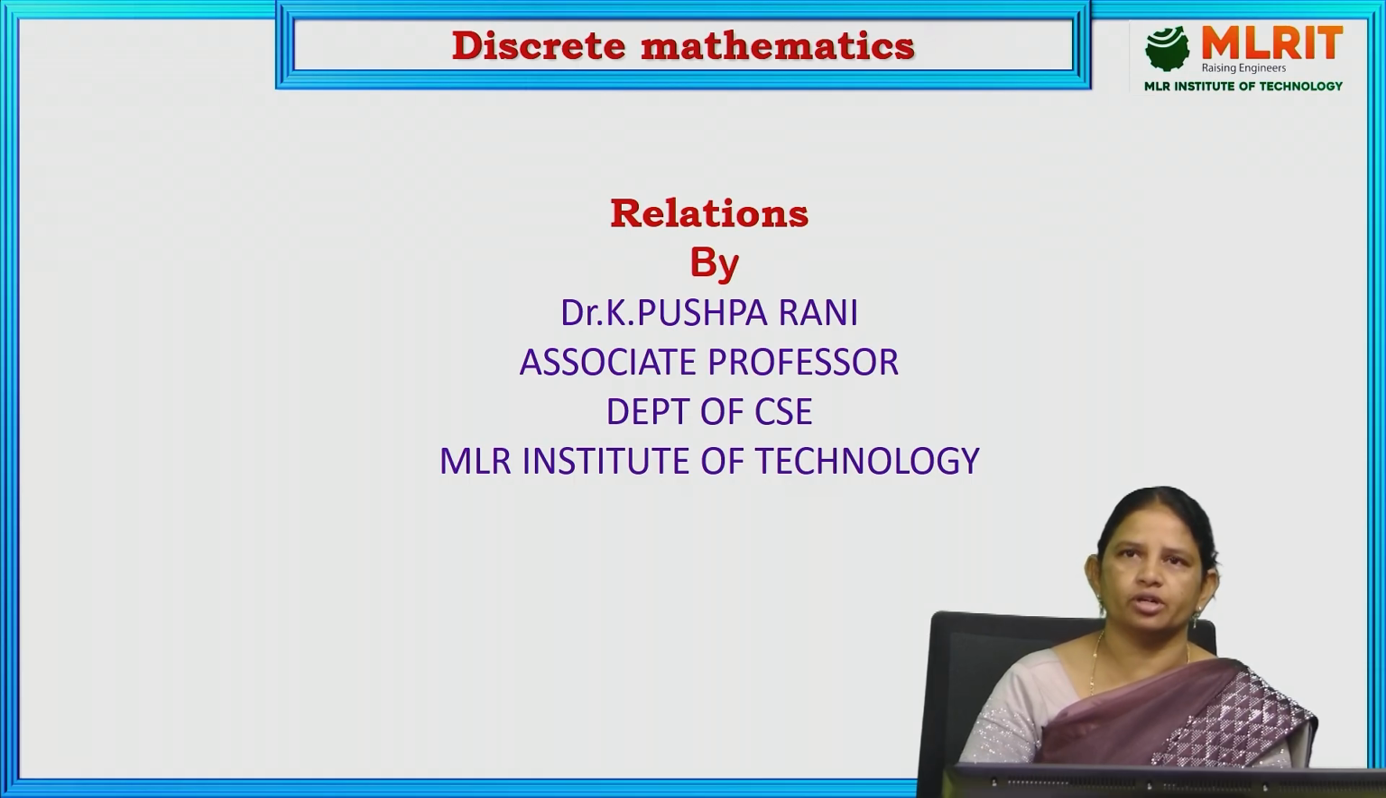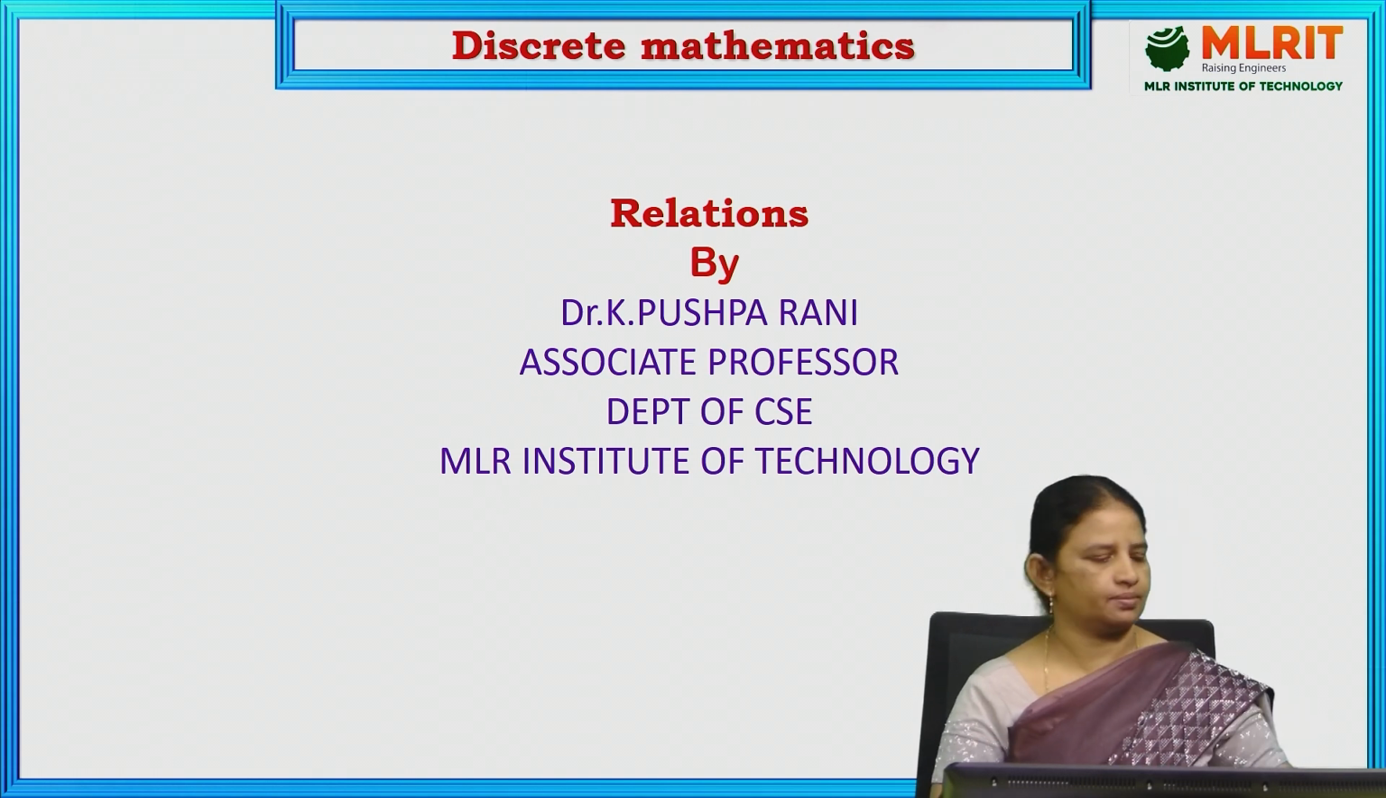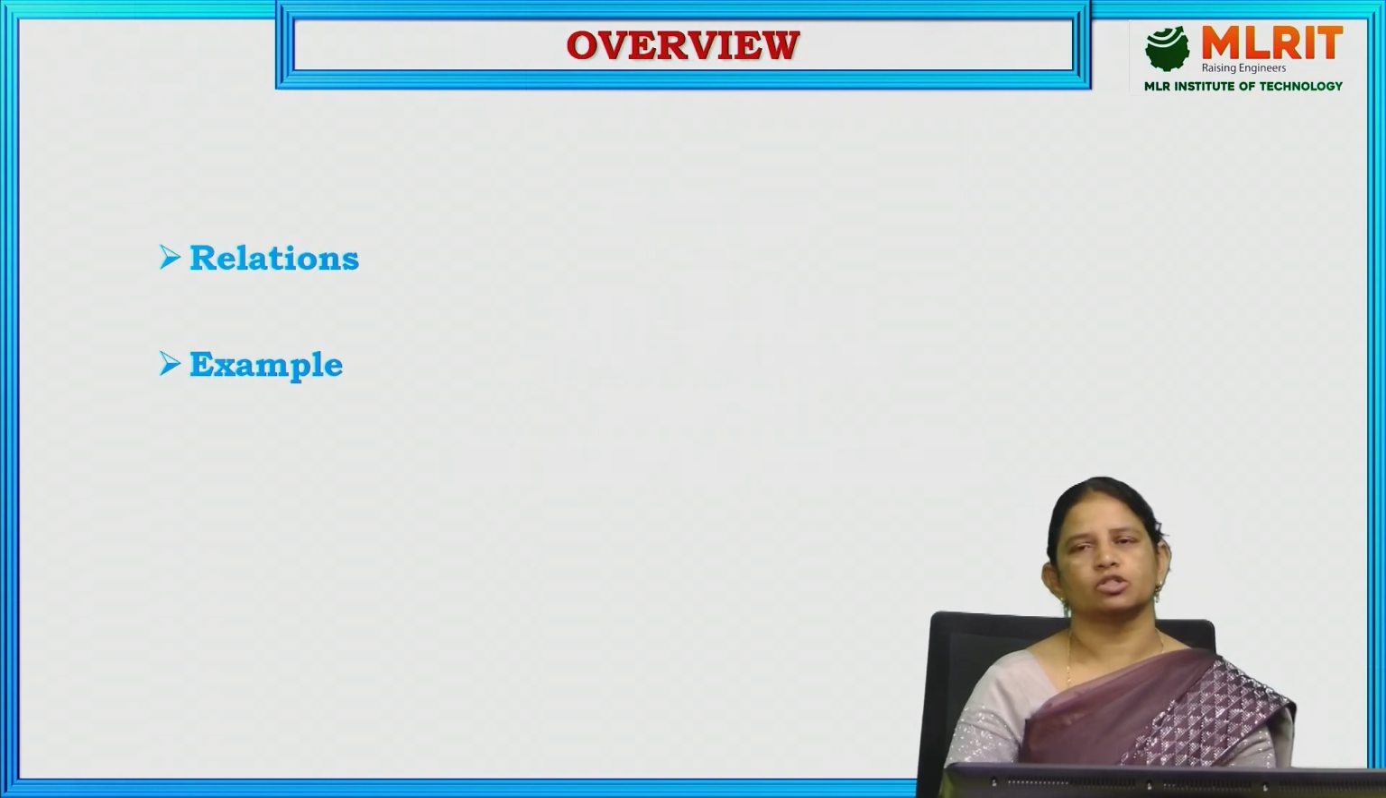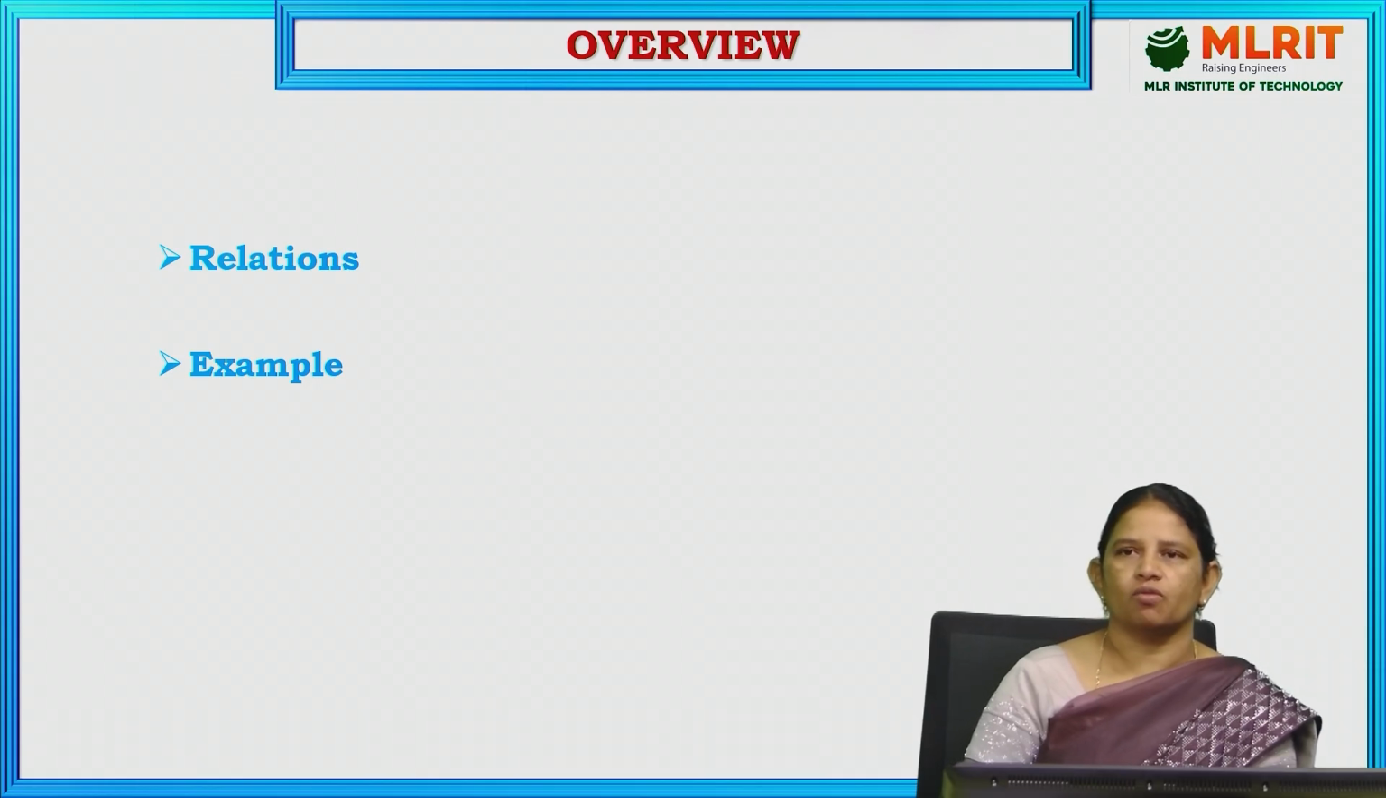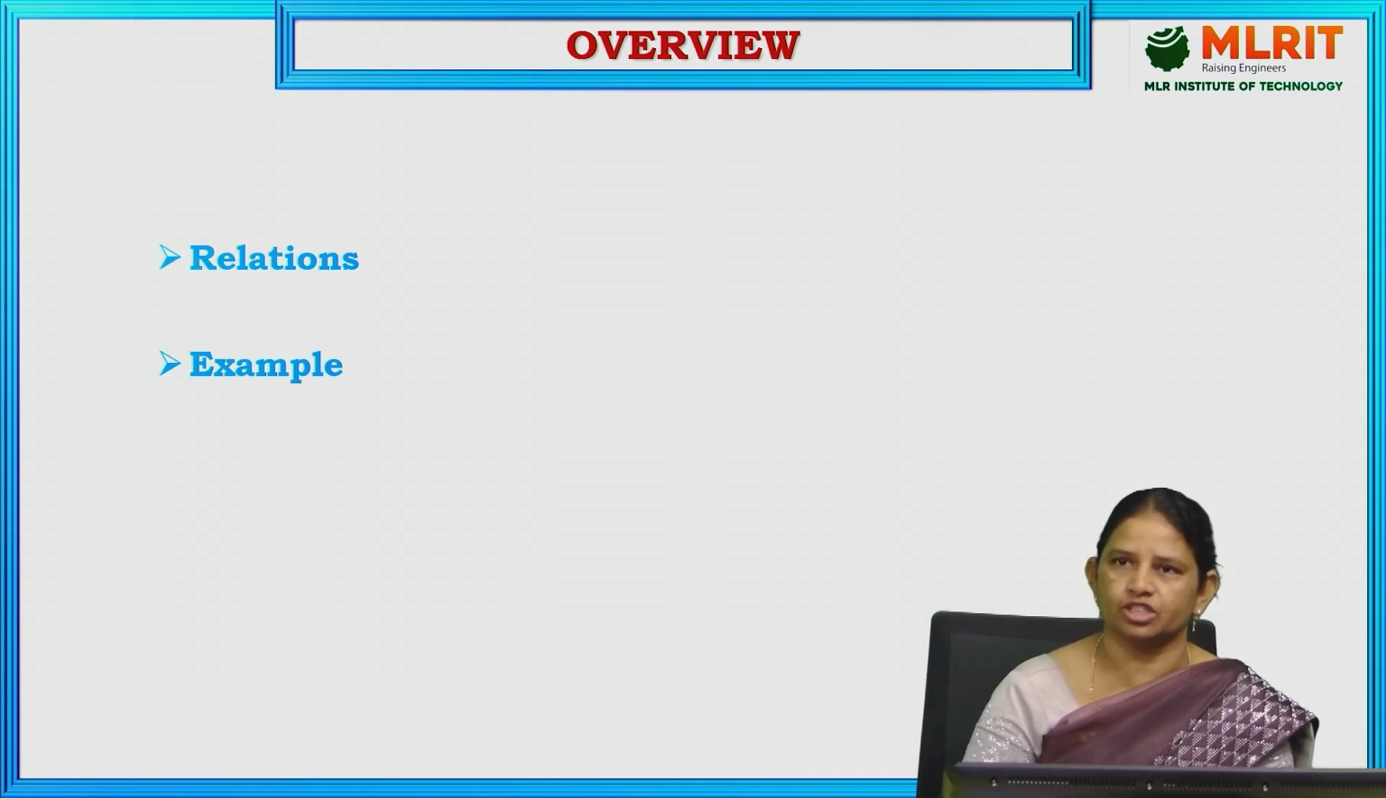Today we are going to discuss relations in discrete mathematics. What is meant by relation? What are the representations of relation? And we'll discuss one example of whether these statements are in the form of a relation or not.